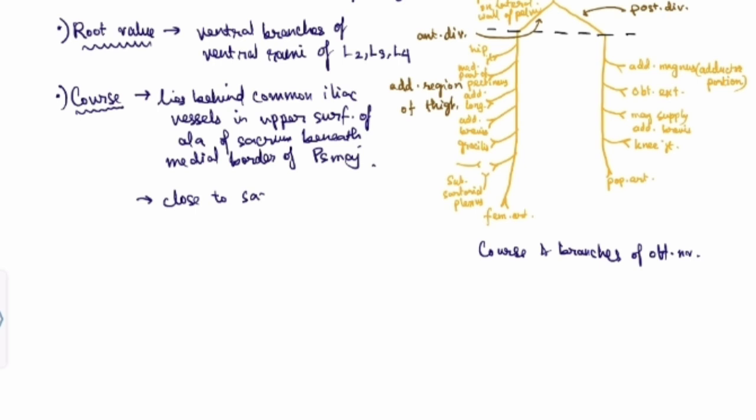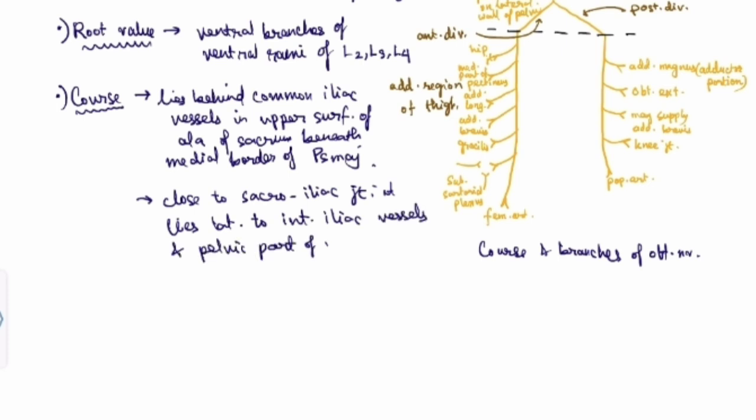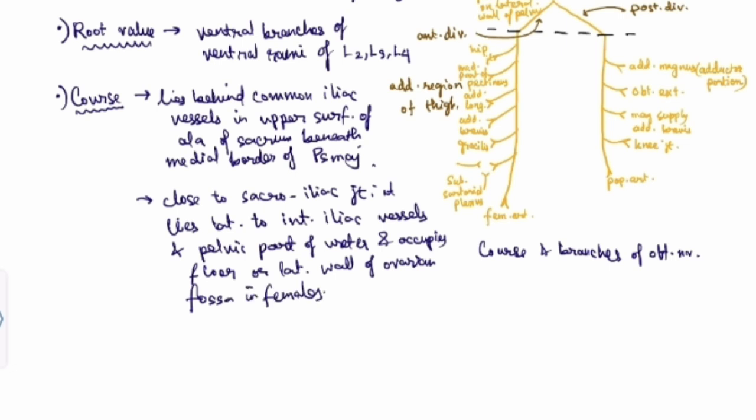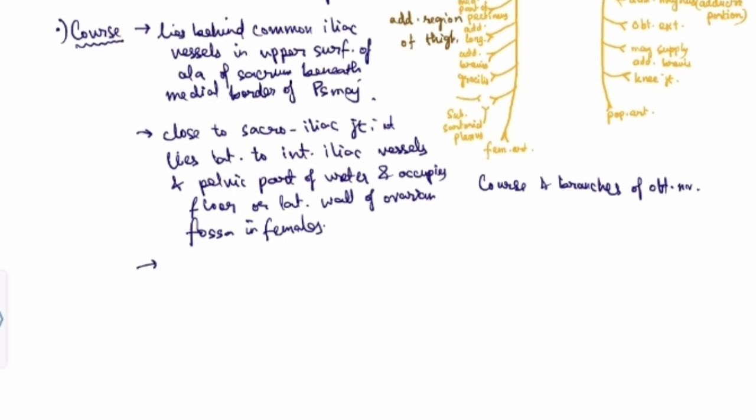So close to the sacroiliac joint, it lies lateral to the internal iliac vessels and the pelvic part of the ureter, and occupies the floor or lateral wall of the ovarian fossa in females. You know what? This is a very important viva point. Floor or lateral wall of the ovarian fossa in females. Very important viva point. Clinical anatomy correlation is also present in this point. We'll complete it when we discuss the clinical anatomy. This is a very interesting nerve. Very easy to correlate also. Not excess information like the femoral nerve or sciatic nerve.